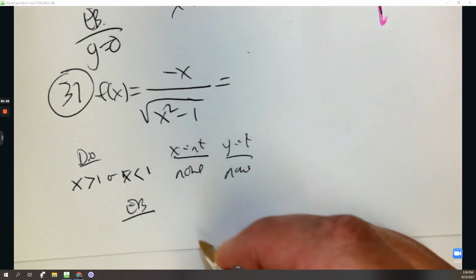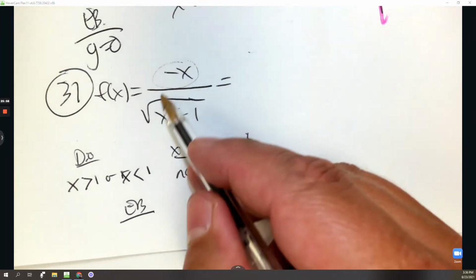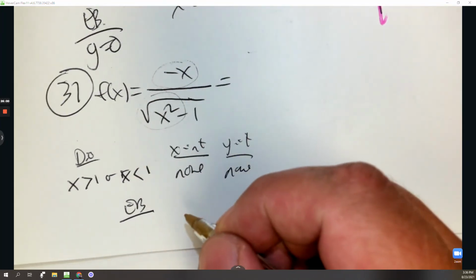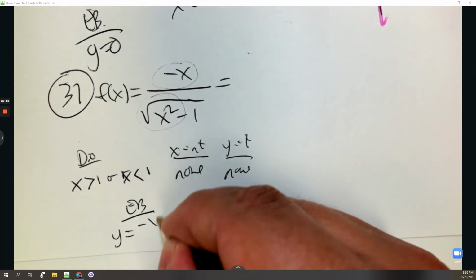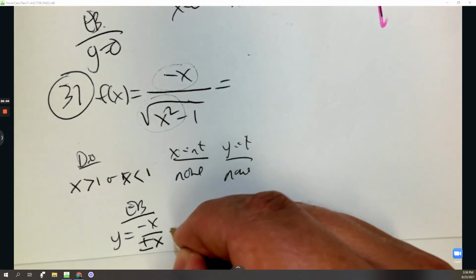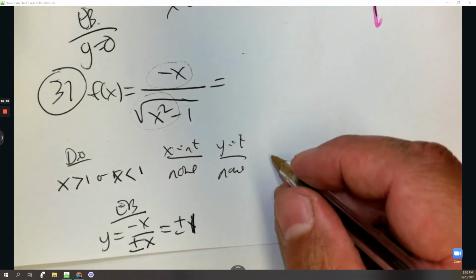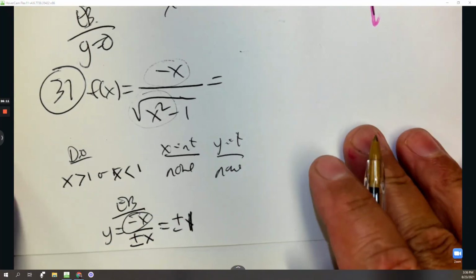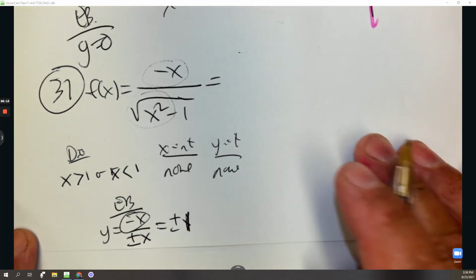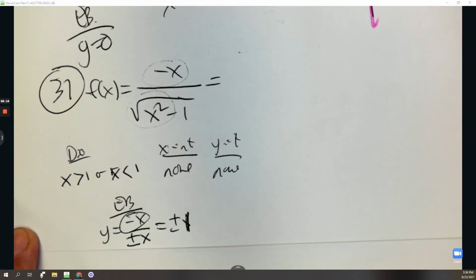The end behavior, negative x over the square root of x squared. So we end up with this negative x over positive and negative x. So it's positive and negative 1. Just know that because of the negative x on top, the right is negative 1 and the left is positive 1. All right, let's see if we can put this together.